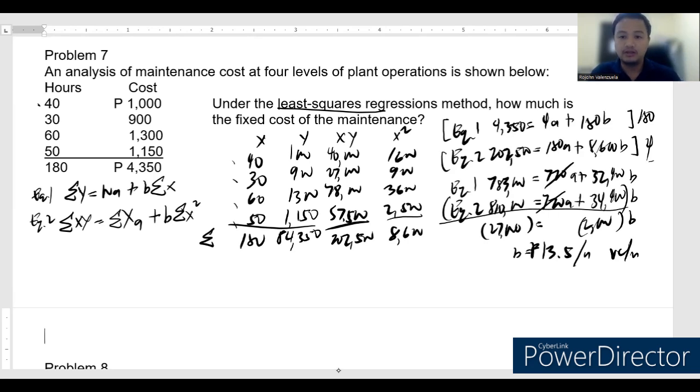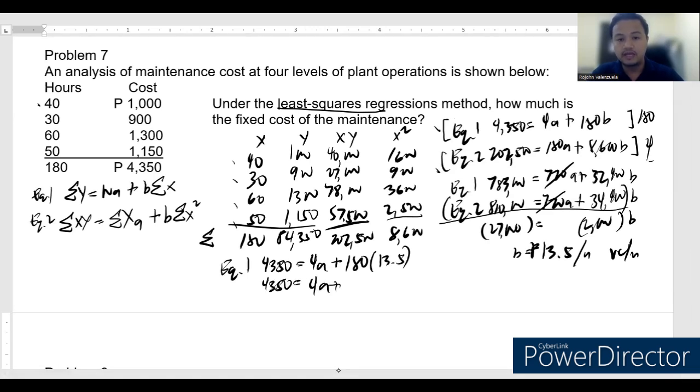pwede natin computein yung fixed cost natin. Pili lang tayo sa dalawa. Ayan. Equation 1 or equation 2 is up to you. So gamitin ko yung equation 1. Okay? You have 4,350 equals 4A plus 180 multiplied by 13.5. So 4,350 equals 4A plus, so 180 times 13.5 is 2,430.